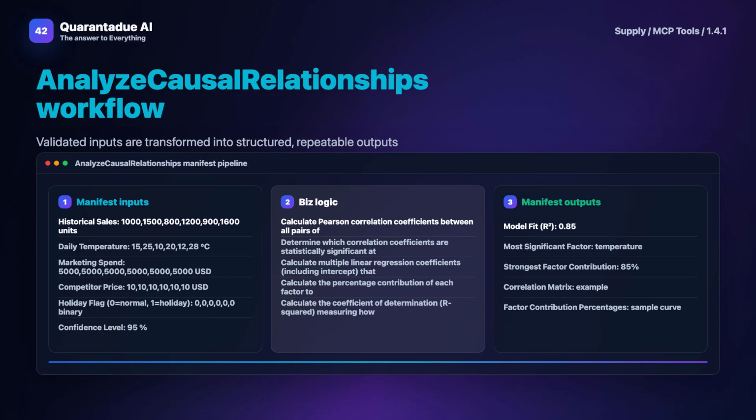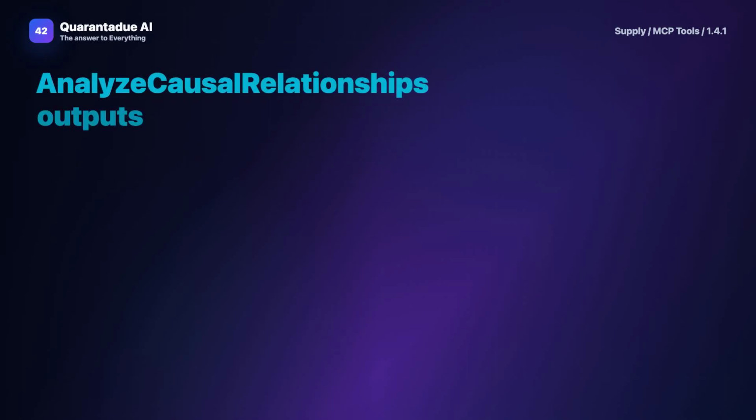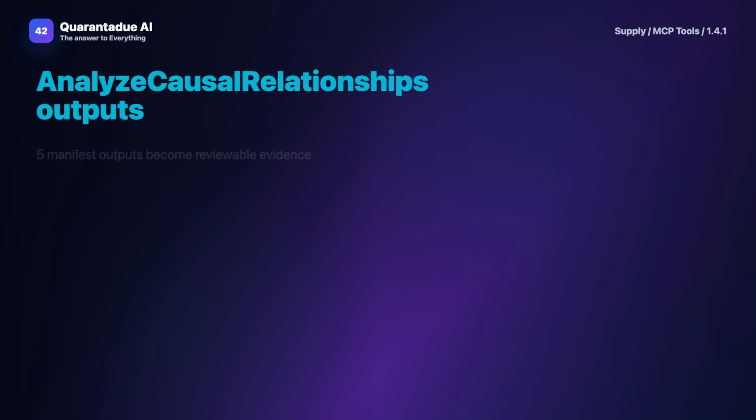Calculate the percentage contribution of each factor to sales variation based on regression coefficients and factor variability, and calculate the coefficient of determination R², measuring how well the regression model explains sales variation. This keeps the process deterministic, reviewable, and aligned with how supply teams actually make decisions.